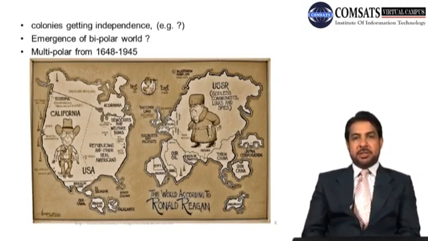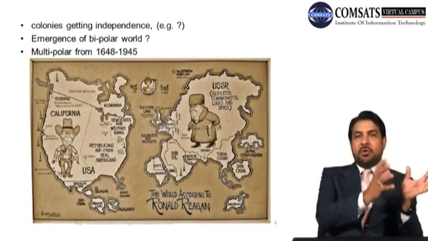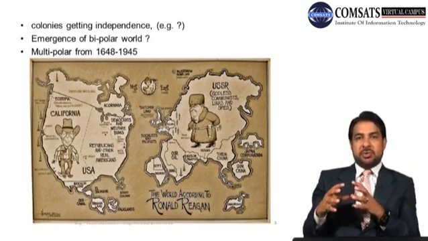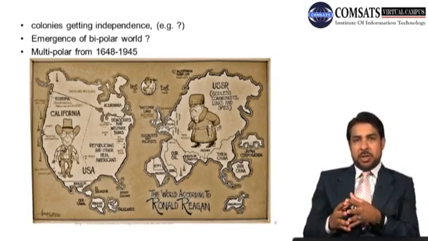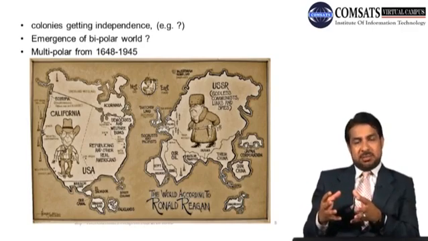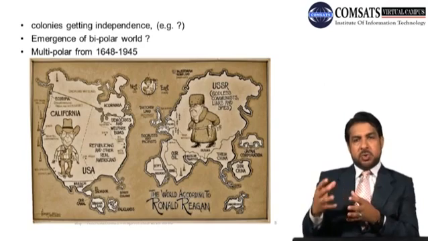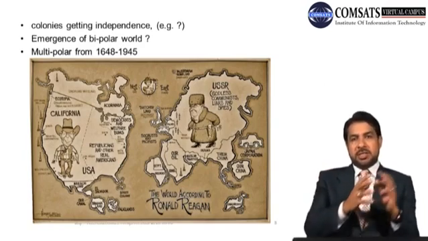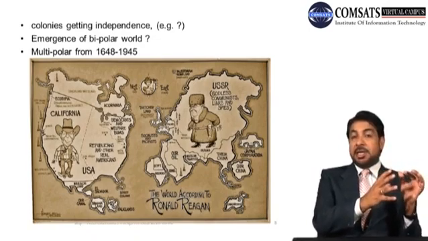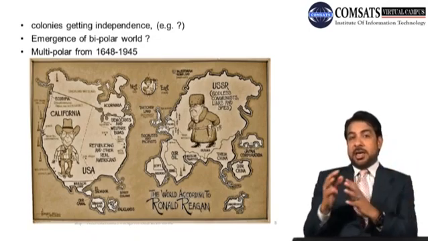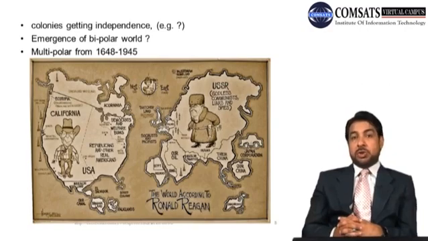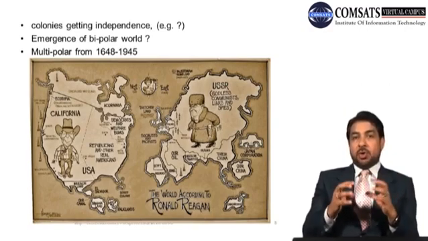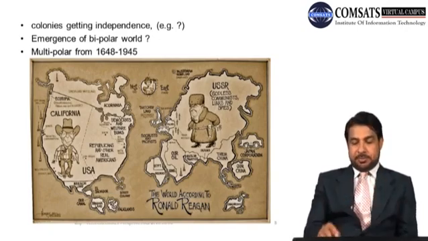The countries that support US form the Western bloc, and the countries that think similar to Soviet Union, or have a political system which is similar to Soviet Union, form the Eastern bloc. So one is the Western bloc or the capitalistic bloc, and the second is the Eastern bloc or the socialist bloc. And these were in a state of constant tension and conflict.